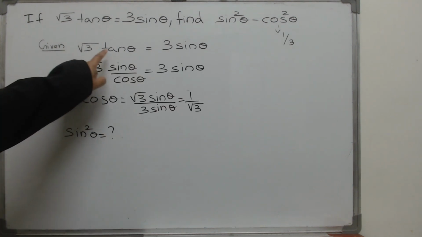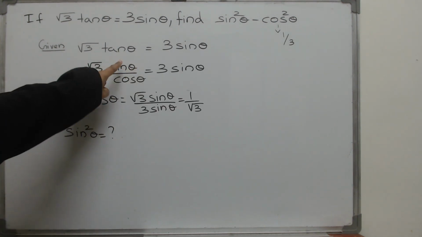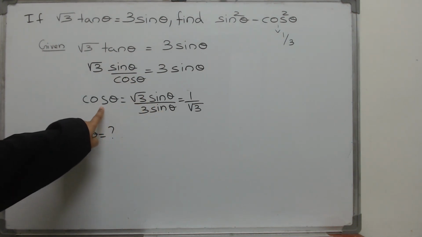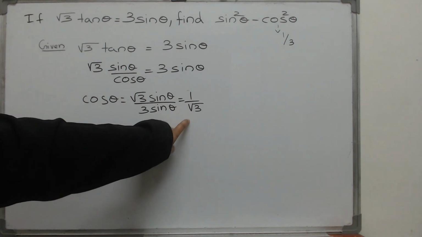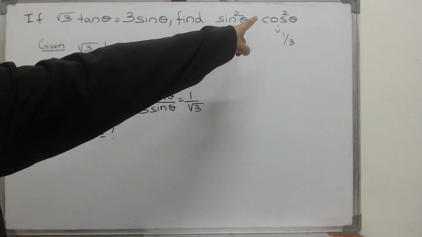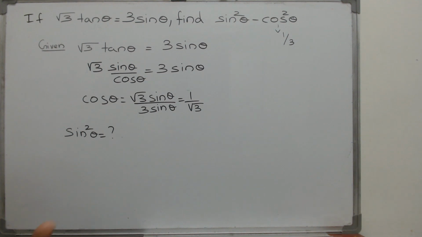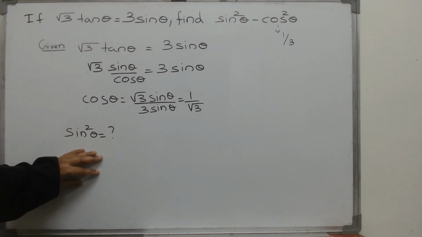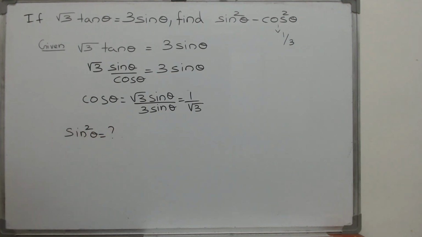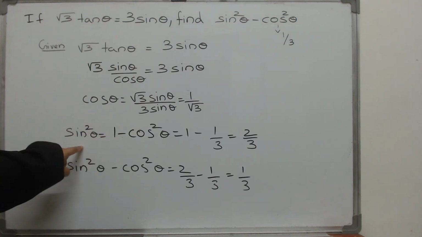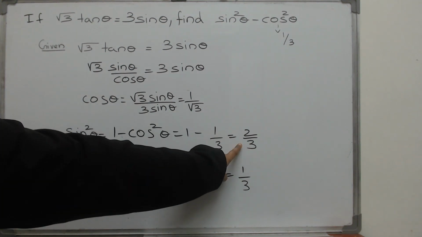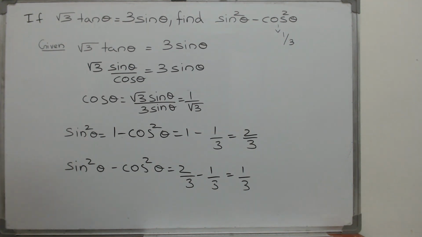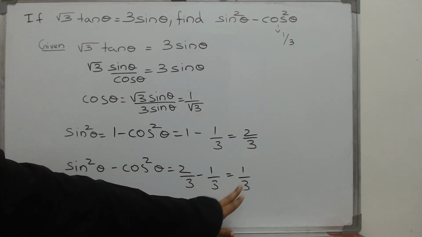Our tan theta has a sine theta in its numerator. So both of these will get cancelled and you will get cos theta is 1 by root 3, which means its square is 1 by 3. Now what about sine square theta? If you have cos theta, how will you find sine square theta? It is 1 minus cos square theta. Sine square theta is 2 by 3. Then what do we have to do? Subtract 2 by 3 minus 1 by 3 and the answer we need is 1 by 3.